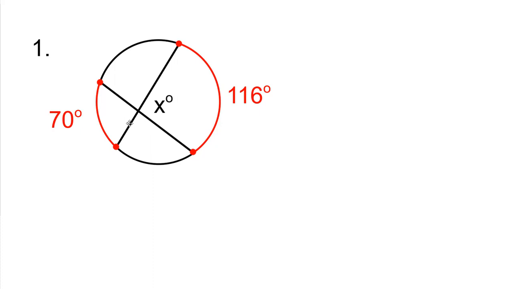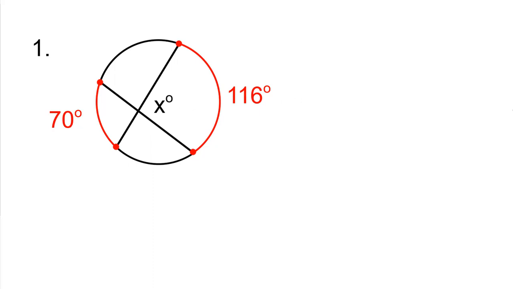All right, so on this one, number 1, we have two non-central angles from intersecting chords, meaning x is going to be the average of those two. Now, if this was in the center, then those two angles would be the same, and the x would be the same as well. But since they're not, it's not going to be 116, and it's not 70. It's the average of those two.